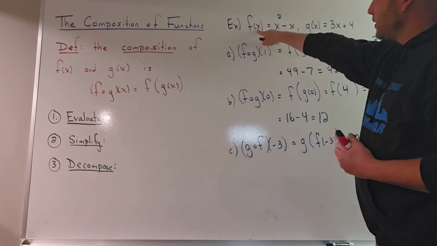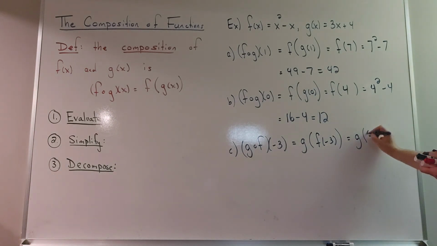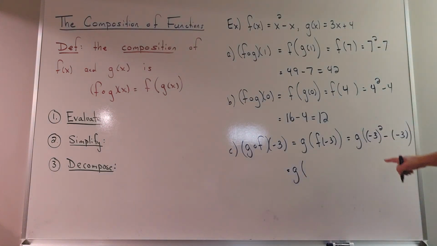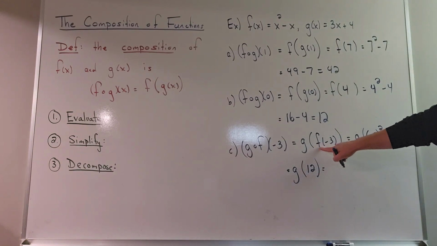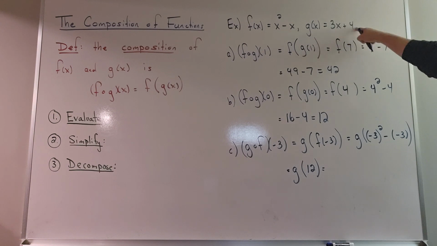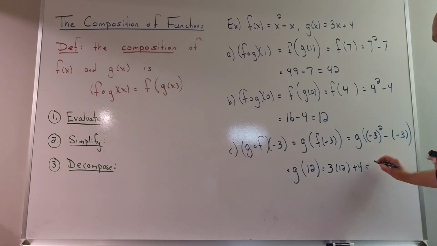Well, what does f do? F takes the input and it squares it, and then it subtracts the input. So inside of g, I'm going to have negative 3, make sure I square that whole thing, minus negative 3. So I square negative 3 and then I subtract negative 3. Inside of g, the input of g now becomes negative 3 squared is positive 9, minus minus is plus. This would be 9 plus 3, which would be 12. Now 12 is the output for f, and it becomes an input for g. What does g do? G takes the input and it multiplies it by 3, and then it adds 4. That means I would have 3 times 12 plus 4. 3 times 12 would be 36. 36 plus 4 would be 40.